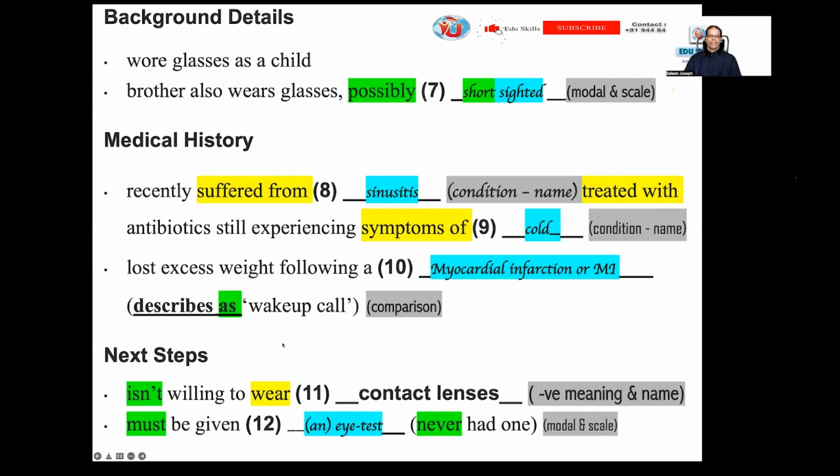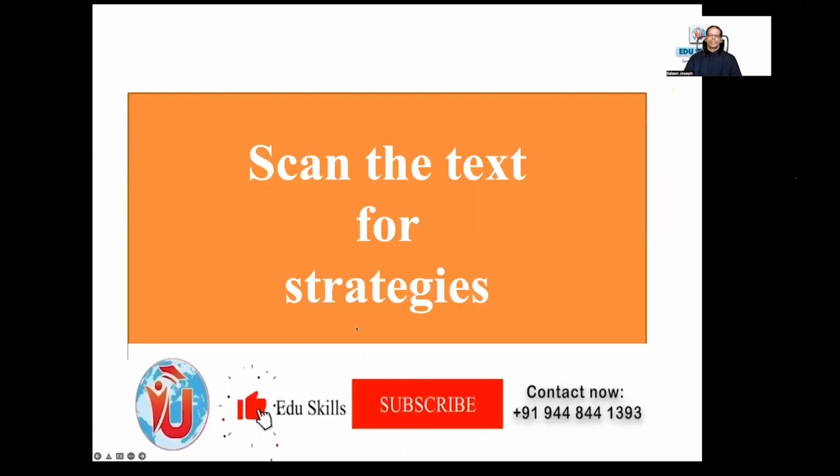So next one is, isn't willing to wear contact lenses, negative meaning, or the name given. Contact lenses is the name, negative meaning. In the audio, they have given negative meaning. Okay, never an option. They said never. Contact lenses will never be an option for me. Must be given an eye test. This you have done. That's why I'm going fast.